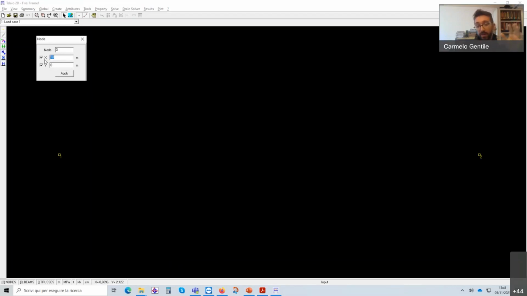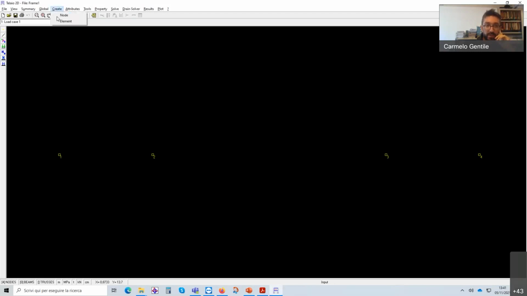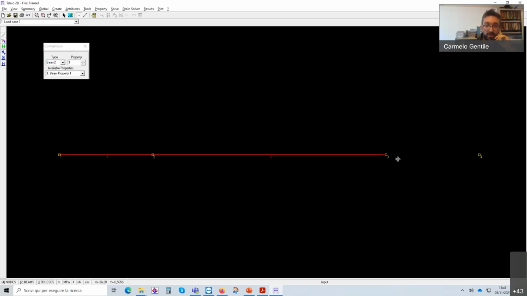Then the central span is 25 meters. 35 gets us to the next point, and 45 meters, adding the other 10 meters at the last span. Then we can create the elements: node 1 and node 2, node 2 and node 3, node 3 and node 4.